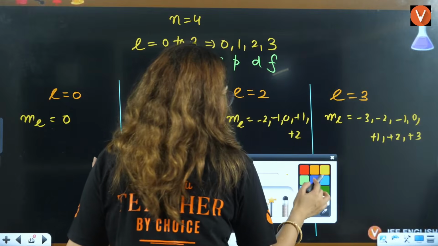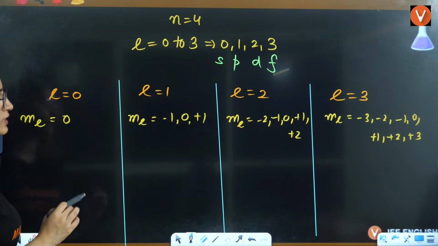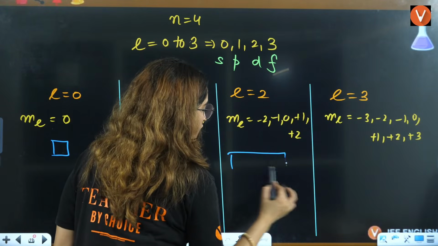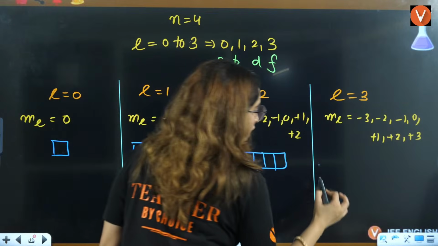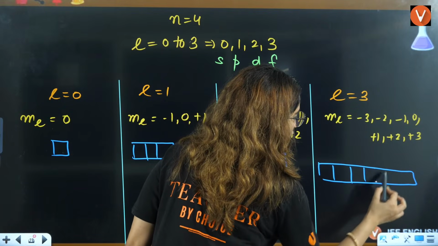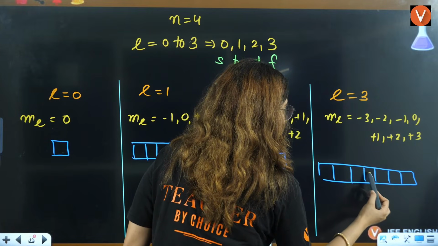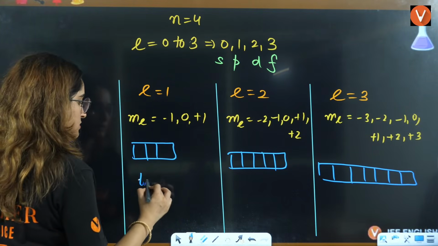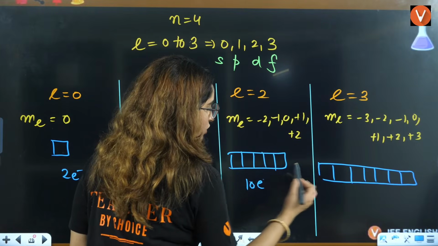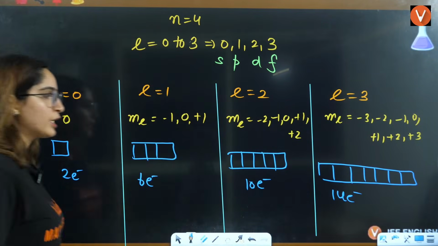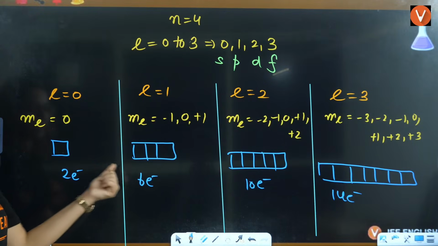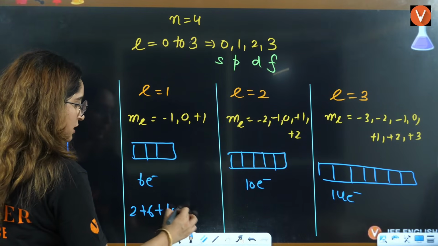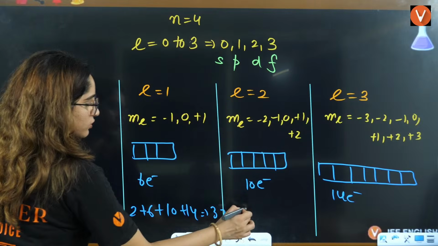So either you can answer it this way, that this value is giving you 1 orbital, this is giving you 3 orbitals, this is giving you 5 orbitals, and this is giving you 7 orbitals. This will have 2 electrons, 6 electrons, this will have 10 electrons, this will have 14 electrons. When you add it, 2 plus 6 plus 10 plus 14 is equals to 32 electrons.